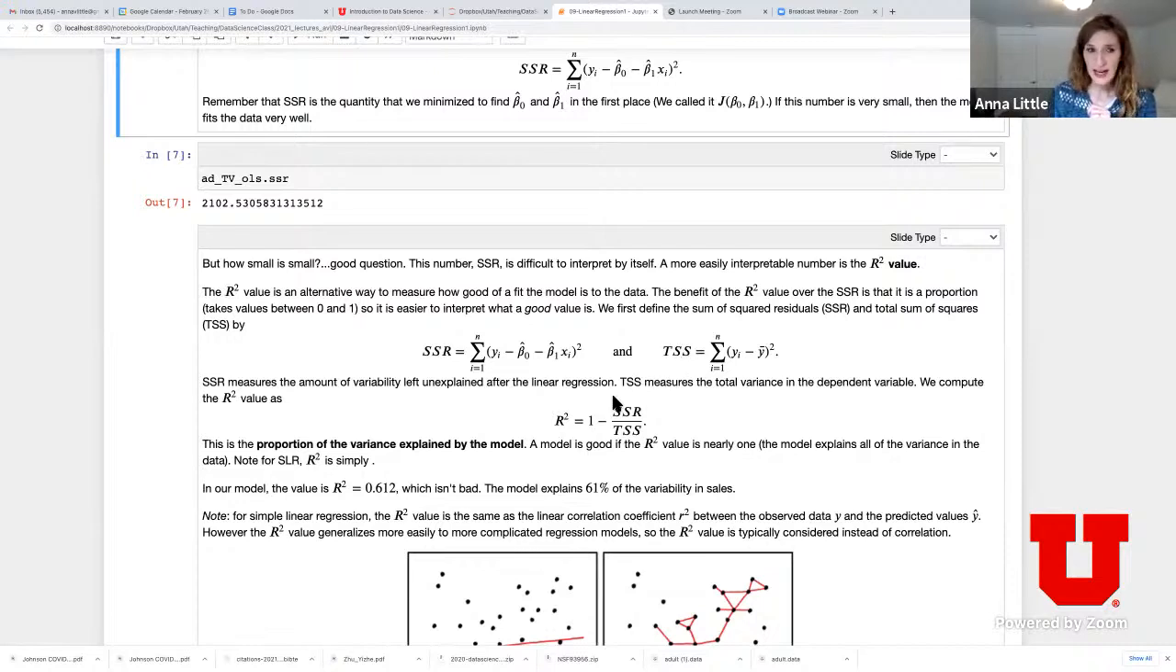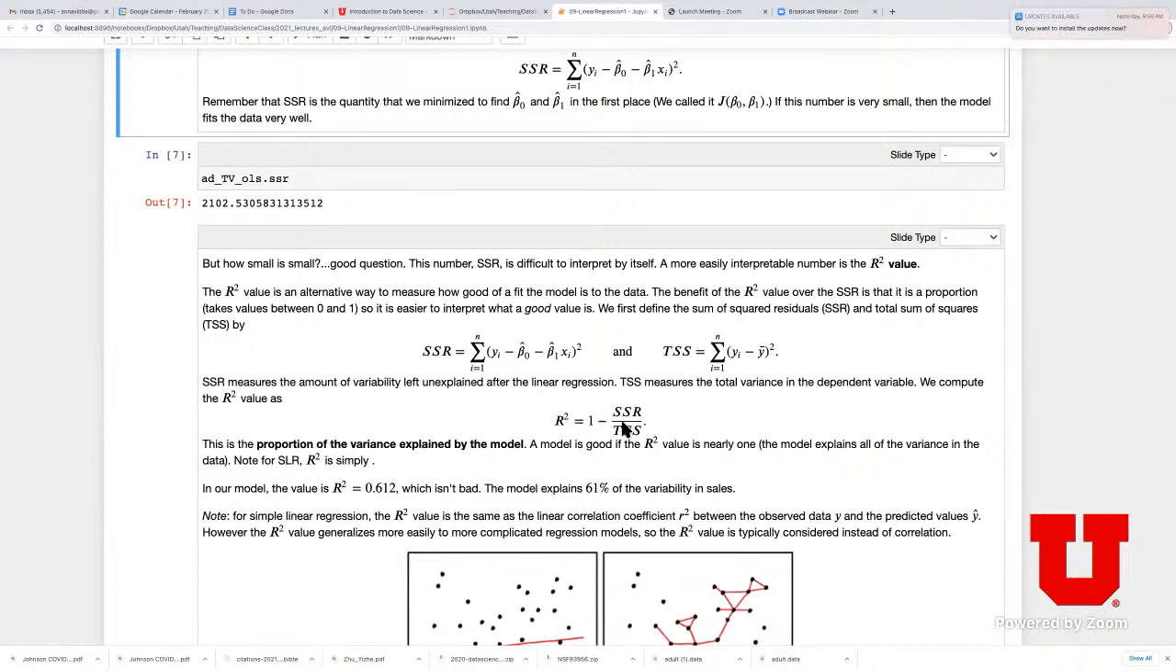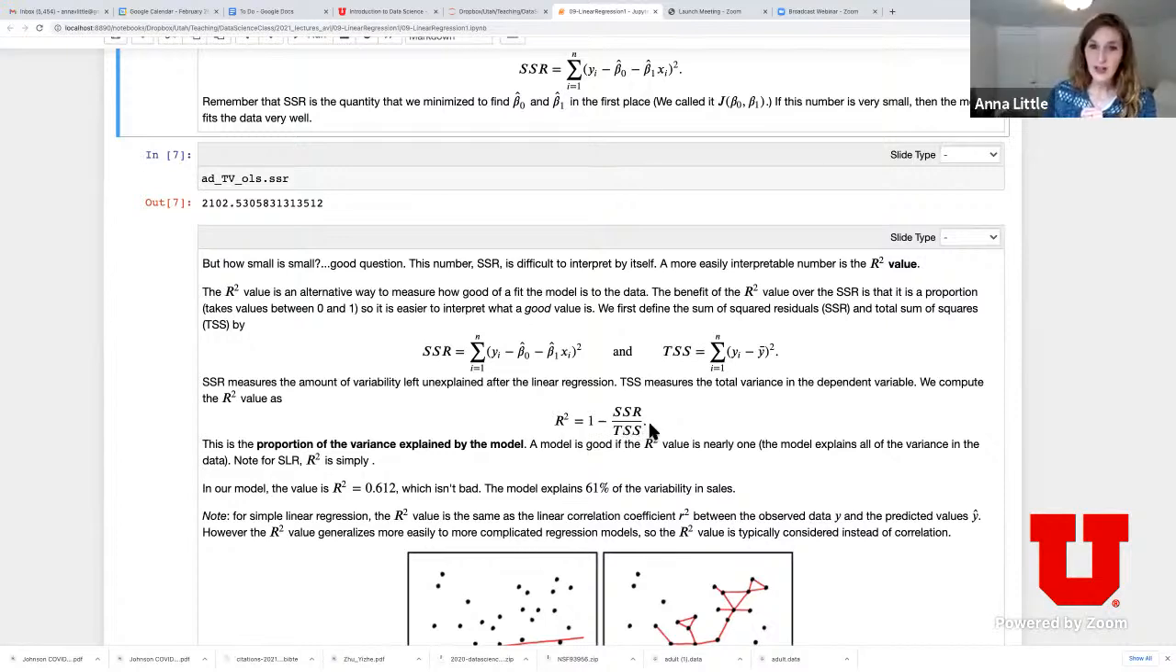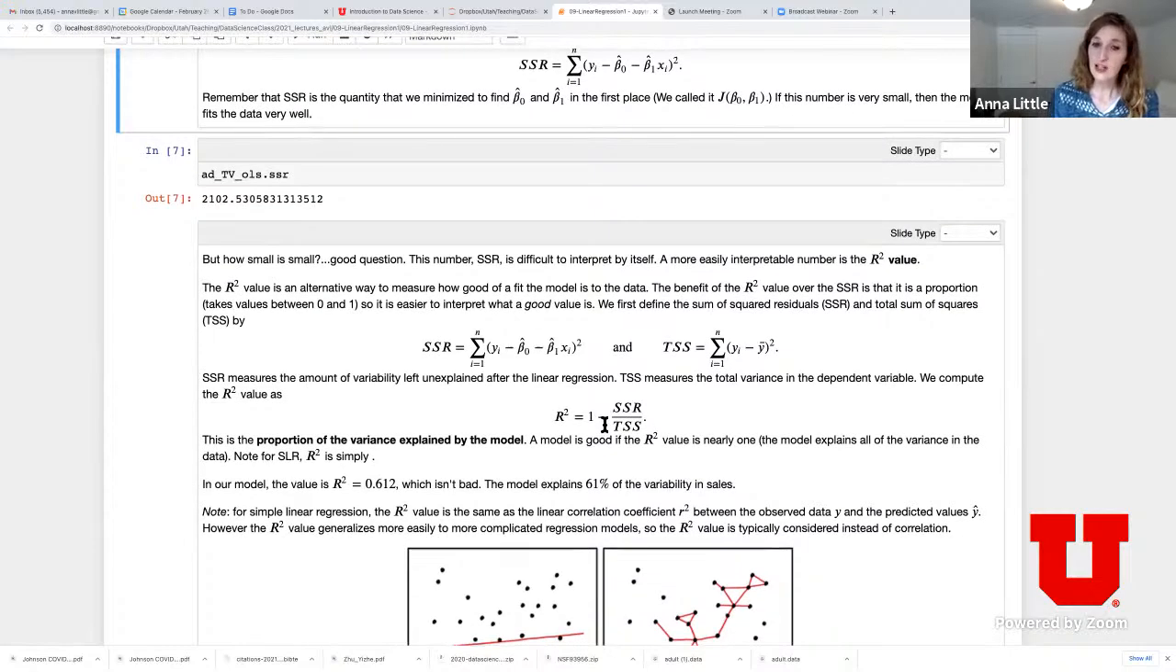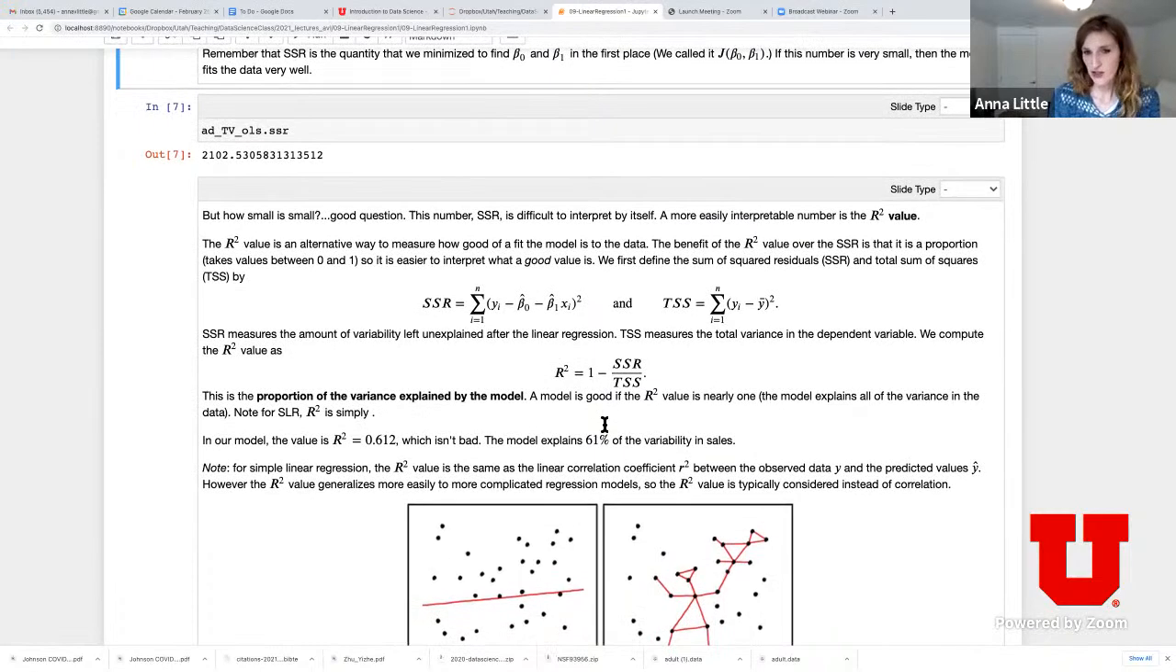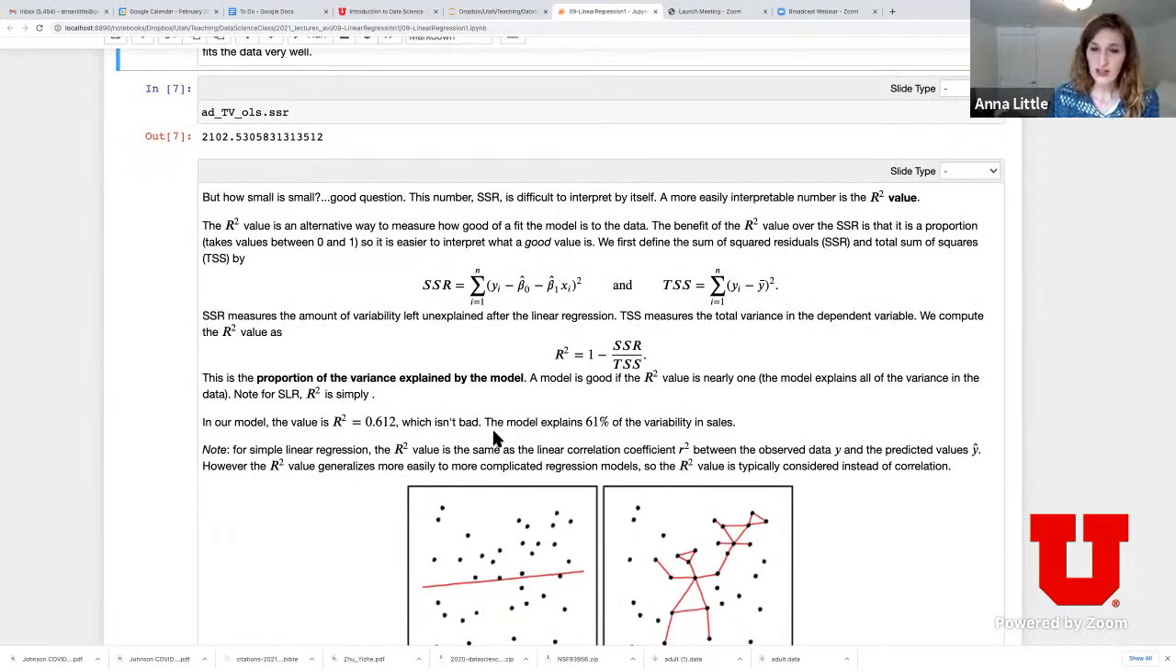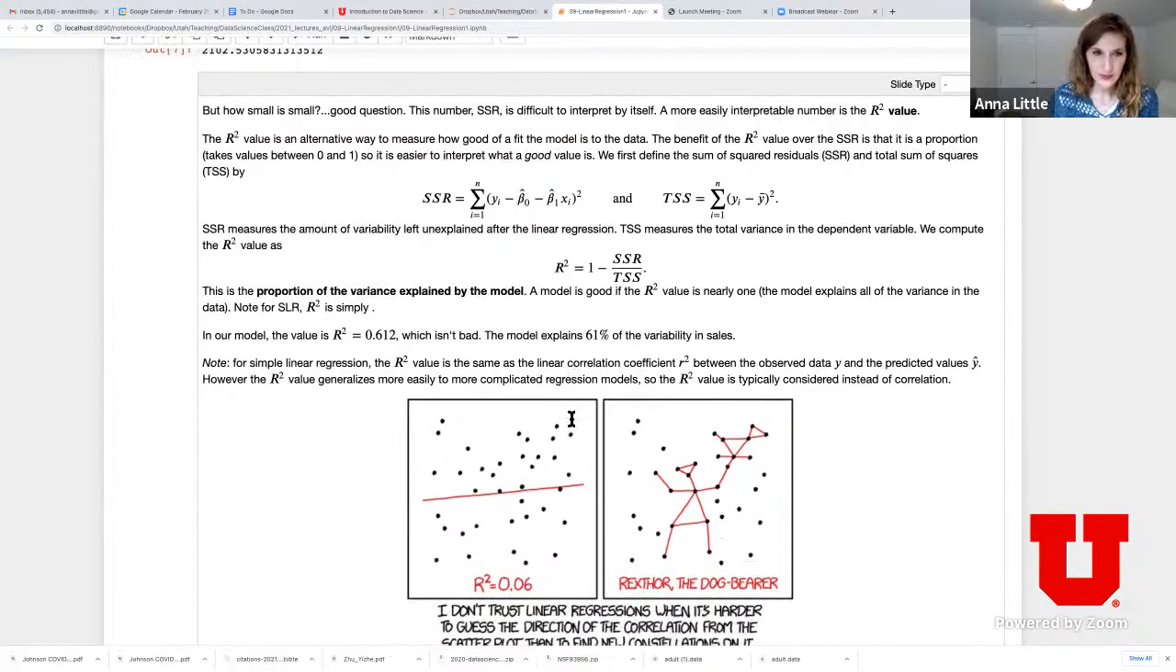And so we can define the R squared value as 1 minus the ratio between the sum of squared residuals and the total sum of squares. This will always be a number between 0 and 1. This will always be a ratio. This will always be a percent. And so it's very useful for interpretation and for comparing across a lot of data sets. Here we have 0.61, so about 61% of the variability in sales.